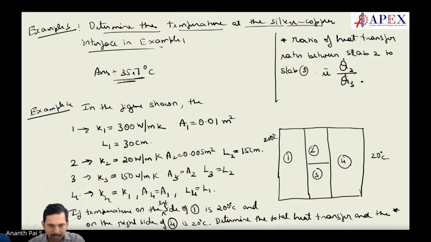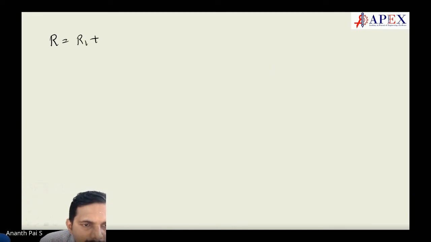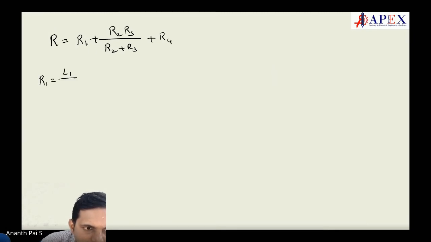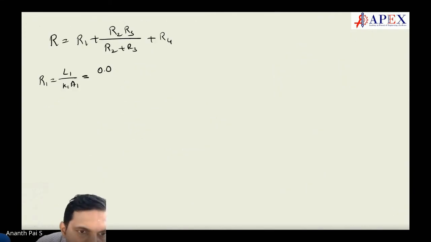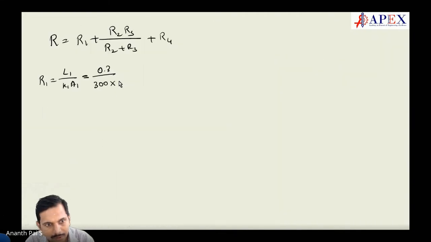So what is the total R you get? The total R we get as R1 plus R2 R3 divided by R2 plus R3, plus R4. What is R1? It is L1 by K1 A1. L1 is given as 0.3, so it is 0.3 divided by K1, which is given as 300, into 0.01.